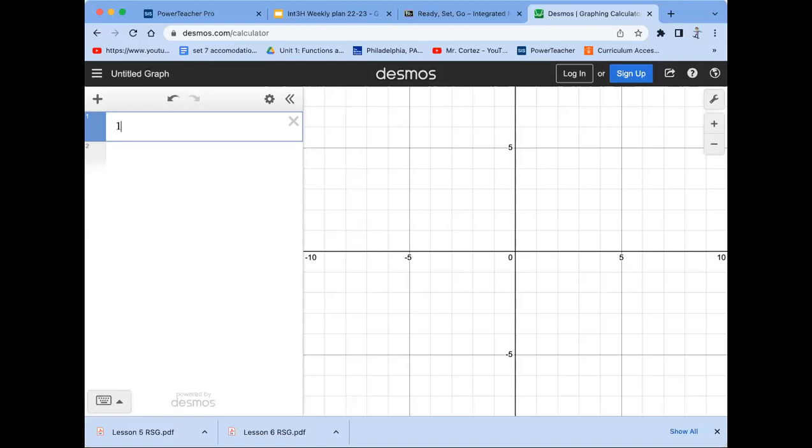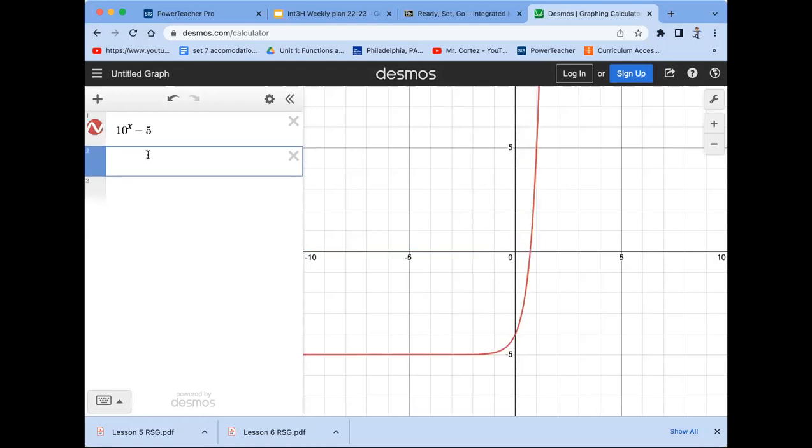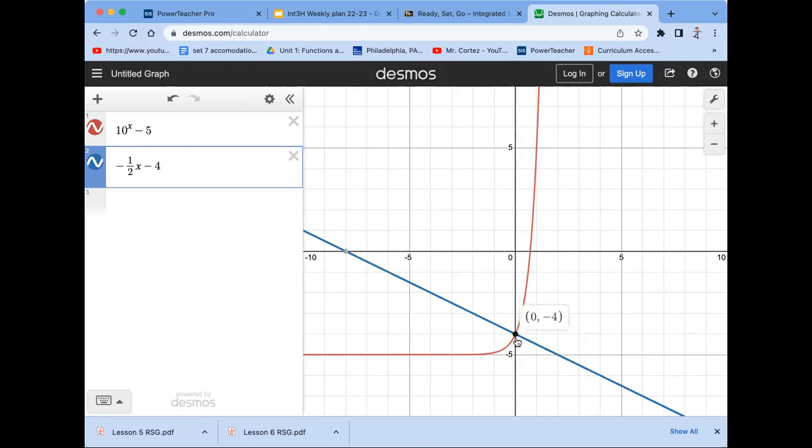Okay, back doing some graphing. Hope you're still with us. Thanks for sticking around. You have one function that equals 10 to the x minus 5. Notice minus 5 is not in parentheses. You have 1/2 x and it's negative. You're subtracting 4. You see that they intersect at 0, 4.